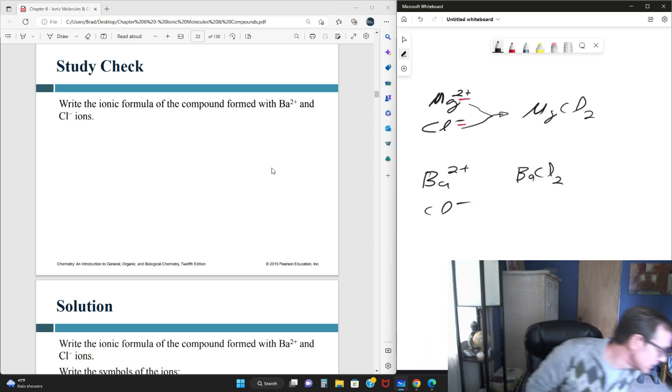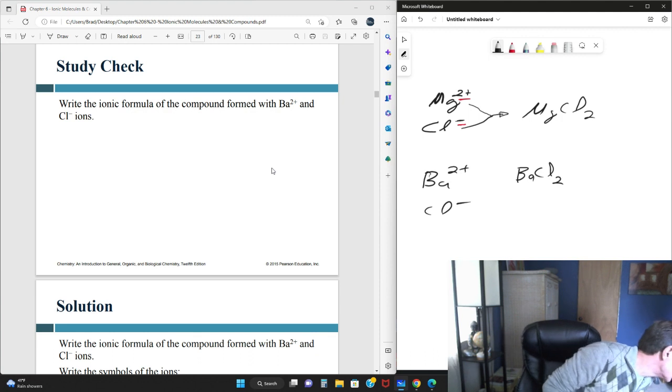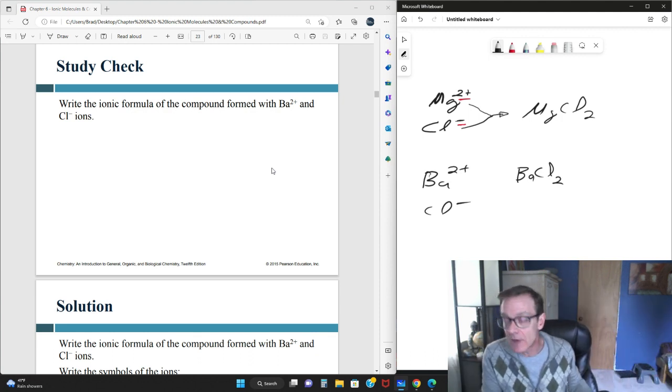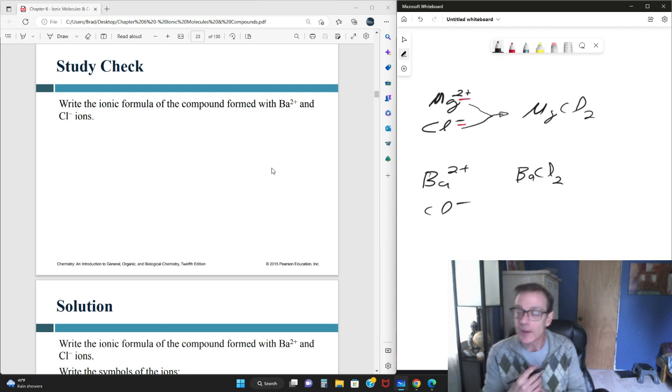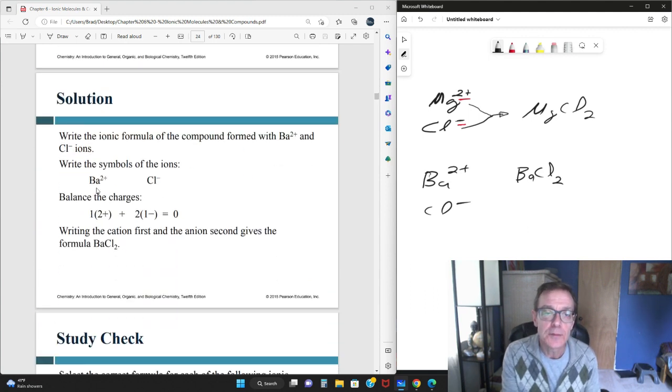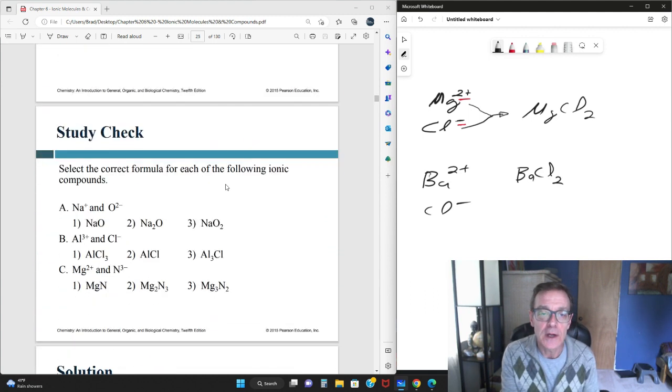Exactly. If you look on your periodic table, barium is in group 2A. It's got two valence electrons. It wants to give up two negative charges or two electrons. Once it does that, it takes on a charge of +2. Okay, good. So barium chloride, barium chloride.